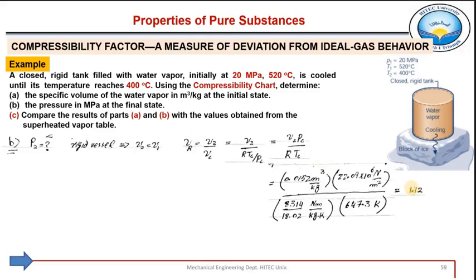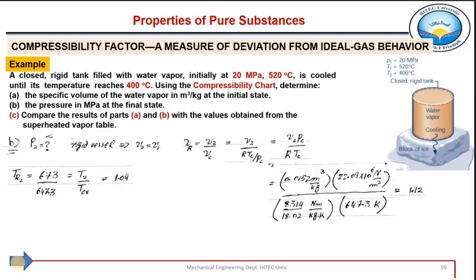Now we have calculated VR. Now next we need to calculate TR at state 2. So T2 over T critical. T2 is given as 400, so 400 plus 273, 673, divided by T critical for water, which is 1.04. So P2 over P critical.